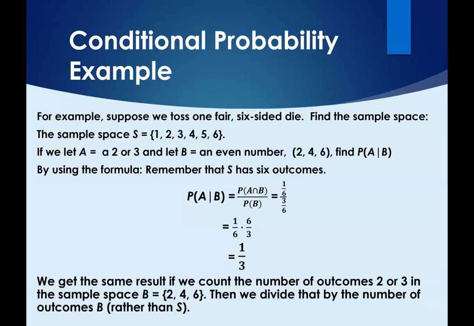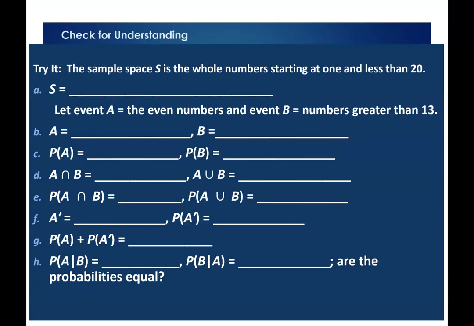Okay, so now we're going to look at a more complicated example, or actually a try it. So here's a bunch of problems for you to do. So pause the video and fill this all out. You're going to start with the sample space S, the whole numbers starting at 1 and less than 20. So go ahead and list those out. So we really want to see what's in the set. So use the braces and list it out. And remember that it's up to 20, but not including 20.